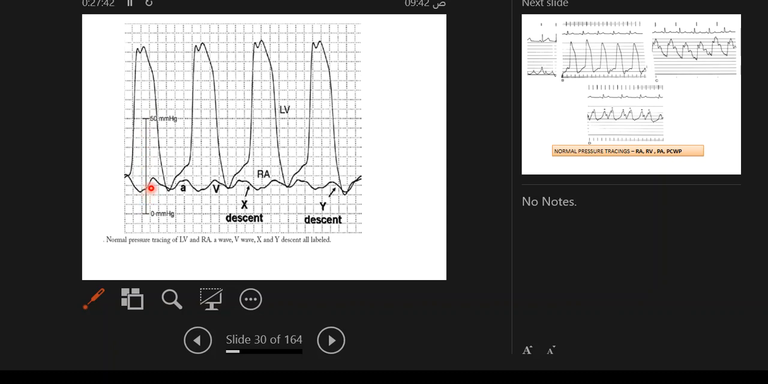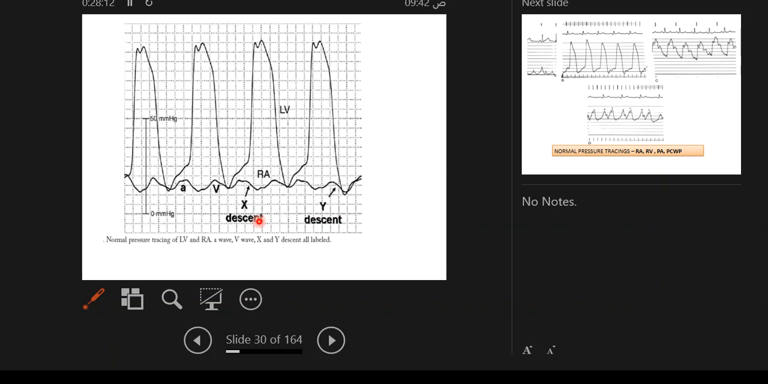So your right atrial pressure is high, for sure. Because the right atrial pressure, usually the mean average is 5, we said. So 10 is high, okay? And then you come to the left ventricle. The end diastolic pressure in the left ventricle, as we said, is 10 to 12. Where do you see the end diastolic pressure? It's with the Q wave.